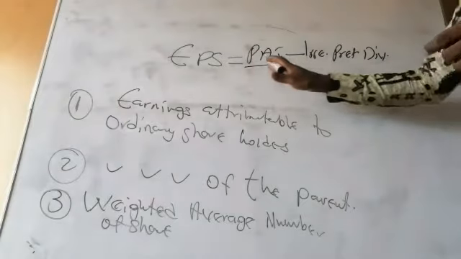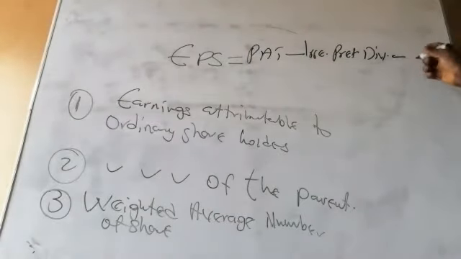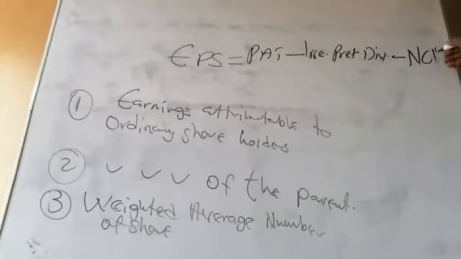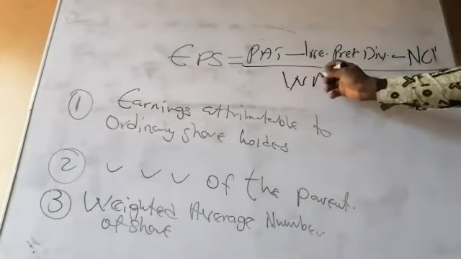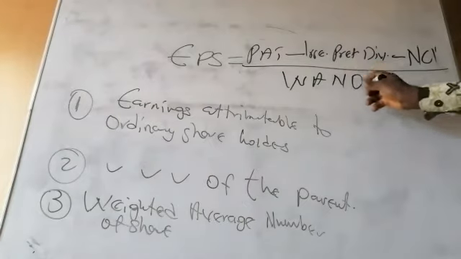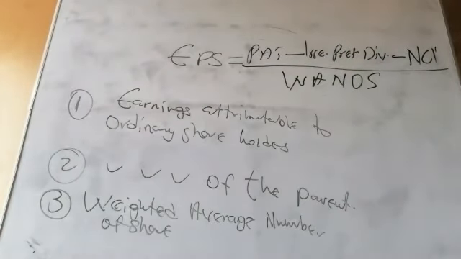What if it's a group? Then you less the NCI's profit, the non-controlling interest profit. How do we get it? Then all is divided by the weighted average number of shares. So that is the one. We pick a very nice illustration and start working on it, so kindly follow us when we go through our first illustration.